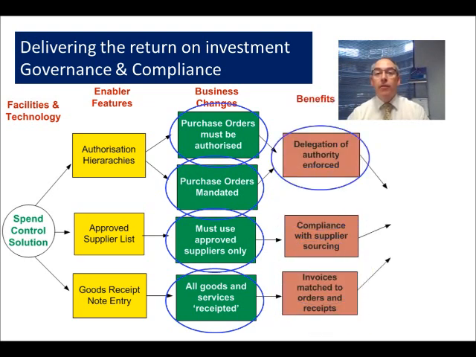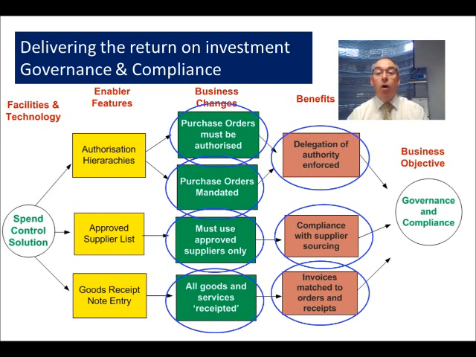So on our business benefit, the first one is that we can demonstrate that delegation authority is enforced. The second one is that we're compliant with our supplier sourcing policy. We're not just using anyone that we could find in the telephone book. And the third one is that when invoices are entered in, they must match the purchase order and they must match what was receipted. Now this is very important because we're not then going to pay for goods and services that previously may not have been proved to have been received by the organisation. That ultimately leads through to our investment objective, which is governance and compliance.